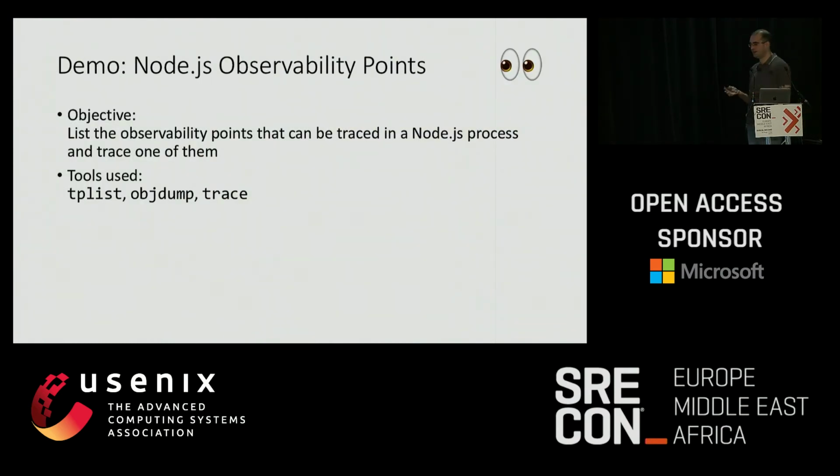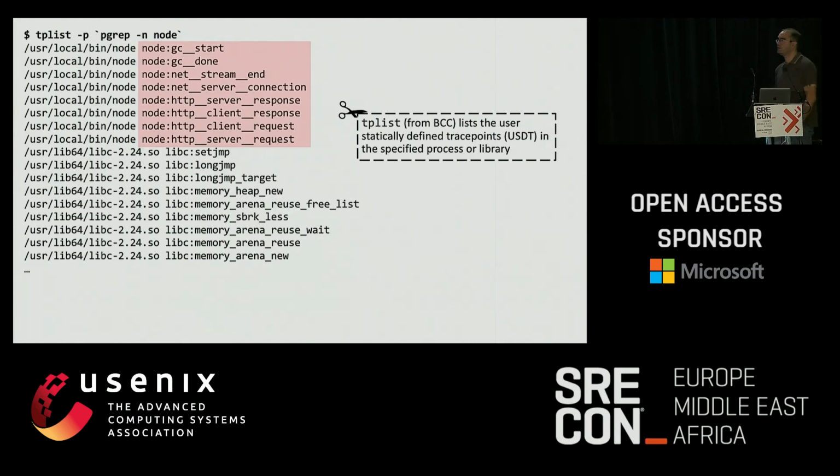So how do you get the different observability points, the different static traces from the Node process? We have a tool for that called tplist, trace point list. And here's what it looks like. I can run tplist and give it a particular process ID, and it dumps out all the static instrumentation points in that process. For Node, that includes the set I've told you about: garbage collections, HTTP requests and responses, and also some stuff for TCP streams, for network streams. So each of these can then be traced.